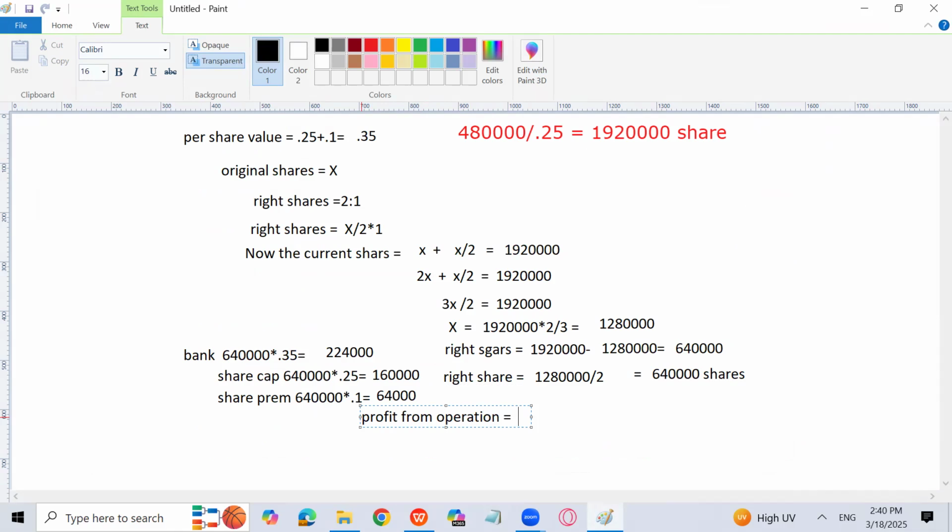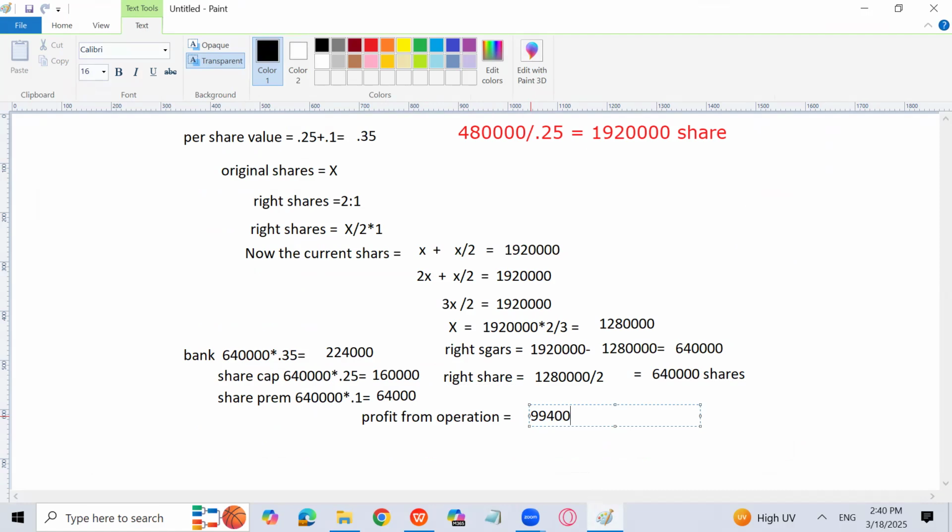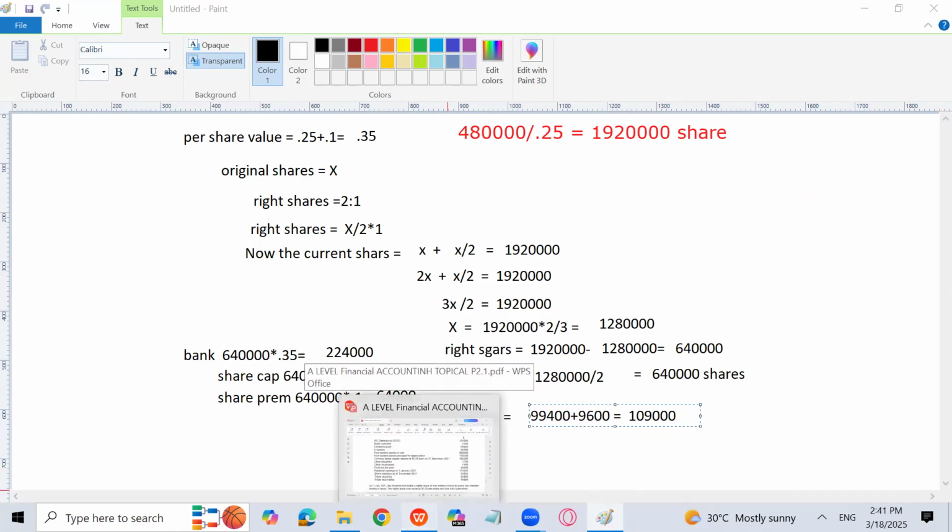Or operating profit, that is 99,400, which is the profit for the year, plus finance cost or interest cost, that is going to be how much? 1,20,000 into 8%, 9,600. So what is the answer? 109,000. So this is the profit from operation. 109,000 is the profit from operation. We will subtract finance costs from this 9,600 to get the profit for the year at 99,400, which is already given in the question. Okay.